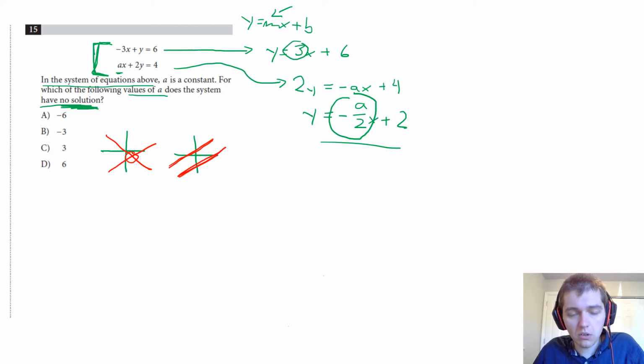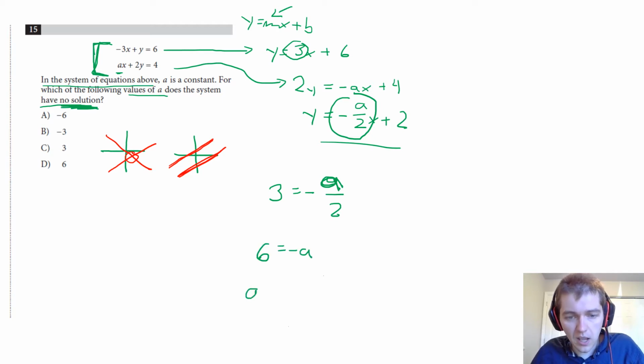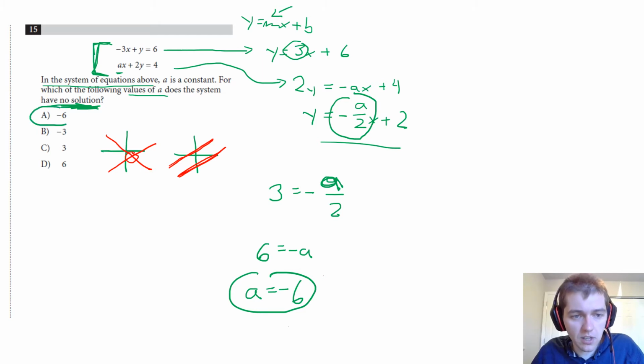So now you have, when is 3 equal to negative a divided by 2? Multiply both sides by 2, you'll have 6 is equal to negative a, which means that a is equal to negative 6 when those slopes are equal. So that's what they're asking for. When is there no solution? When are the slopes equal? Your answer is A, negative 6.